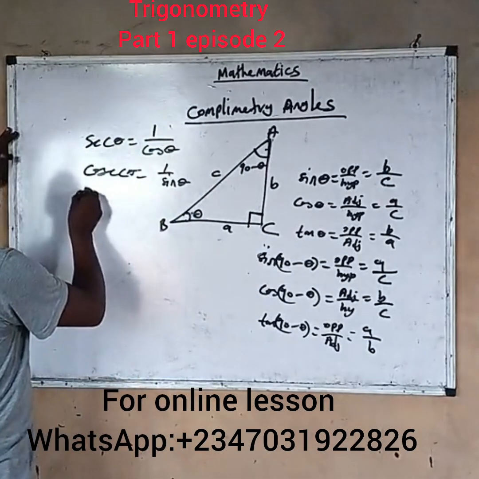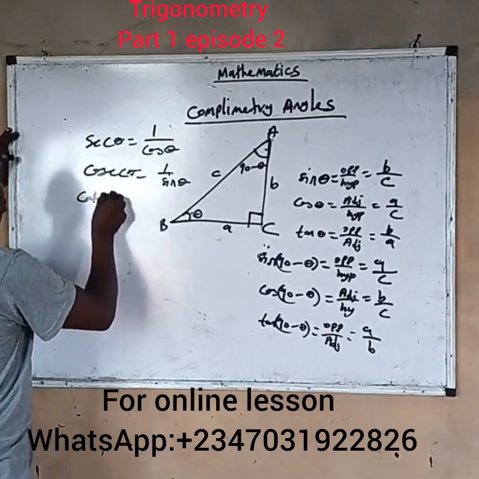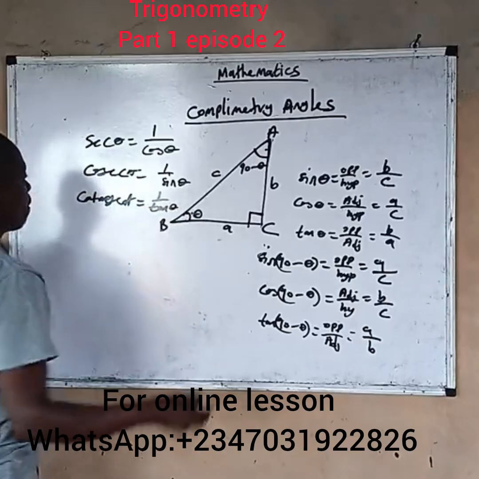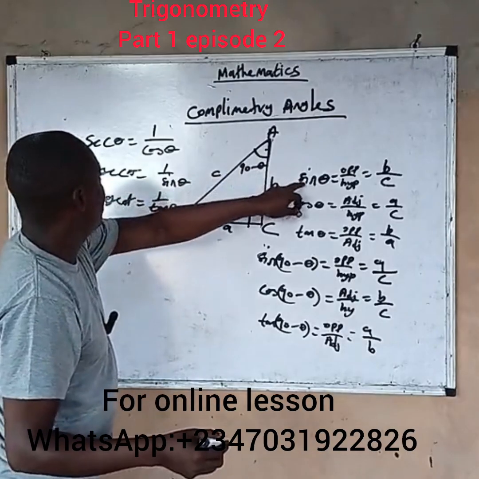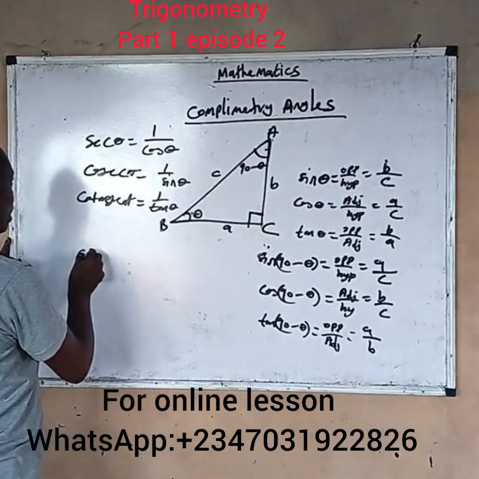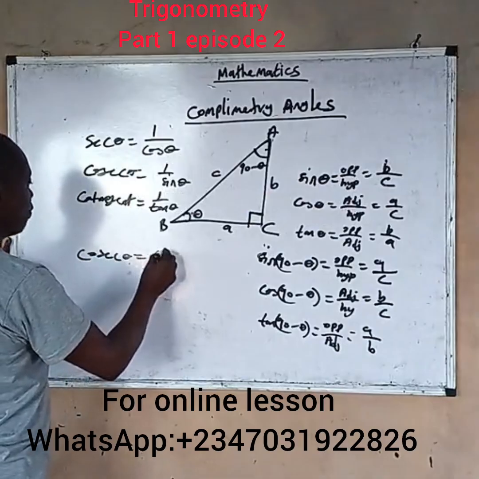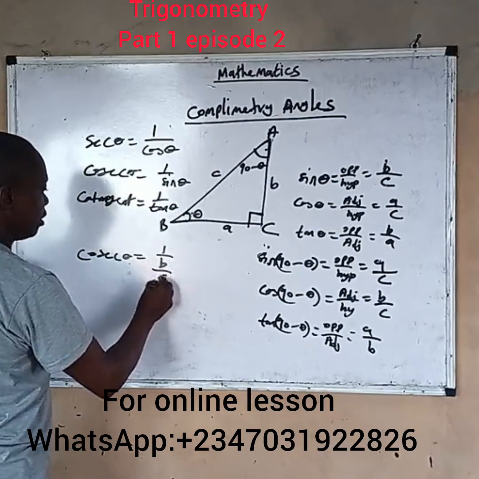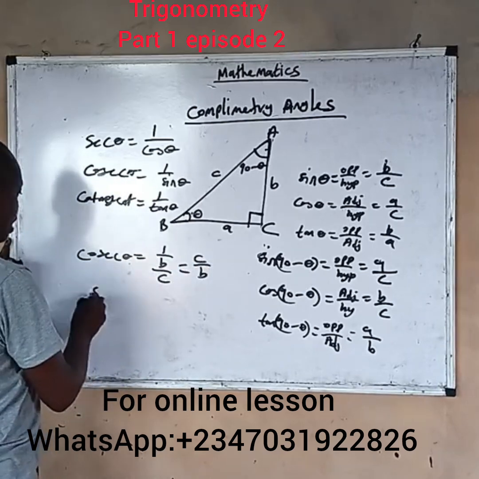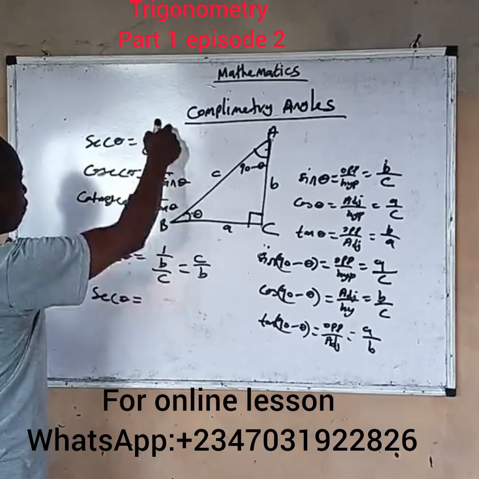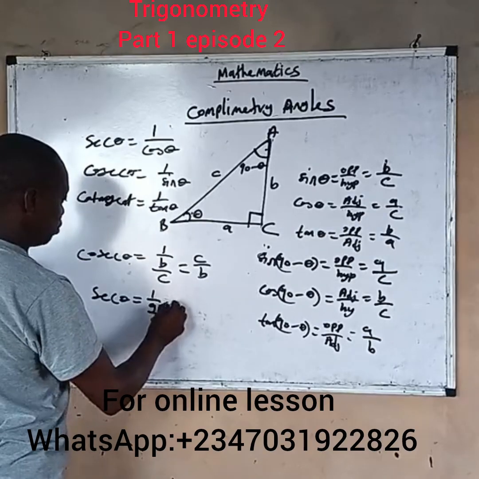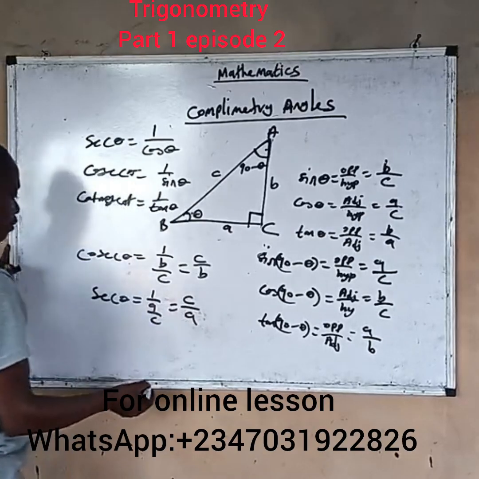Then cotangent. Cotangent is 1 over tan theta. Now, when you look at sine theta here, it is b over c. Sine theta is b over c, which means cosec theta will give us 1 over b over c, which will equal, this c will go up, the same as c over b. Now, when you look at secant theta, sec is 1 over cos, and cos is a over c. 1 over a over c is equal to c over a.